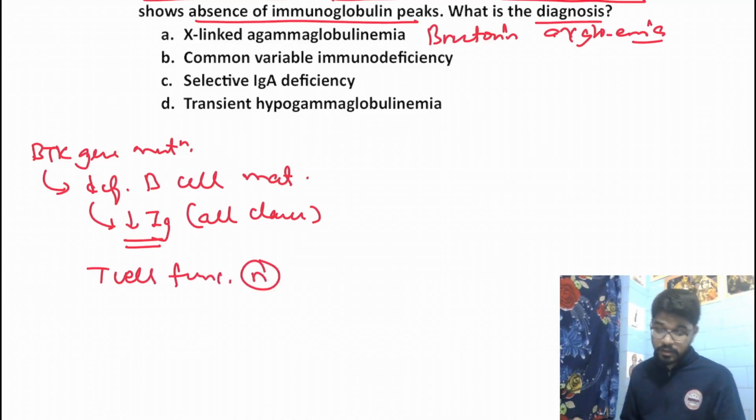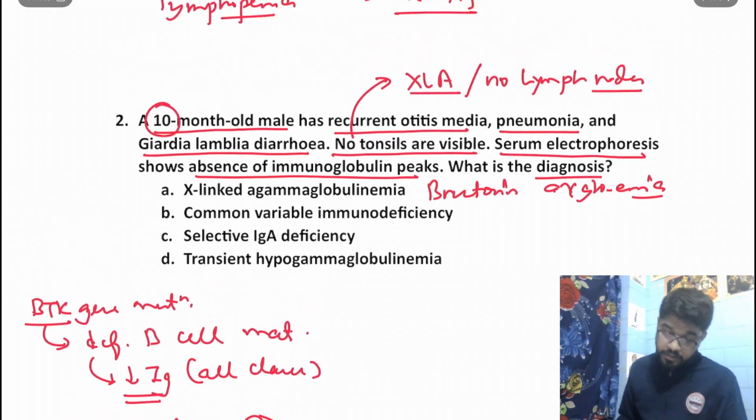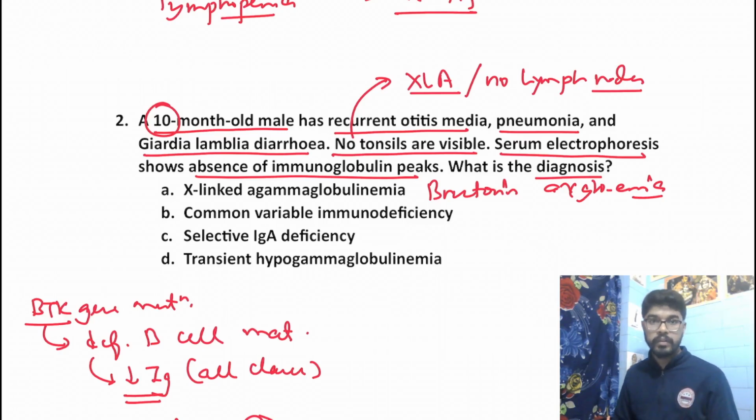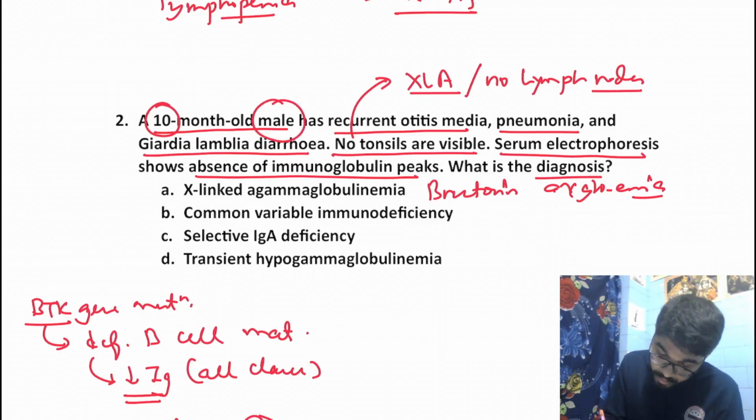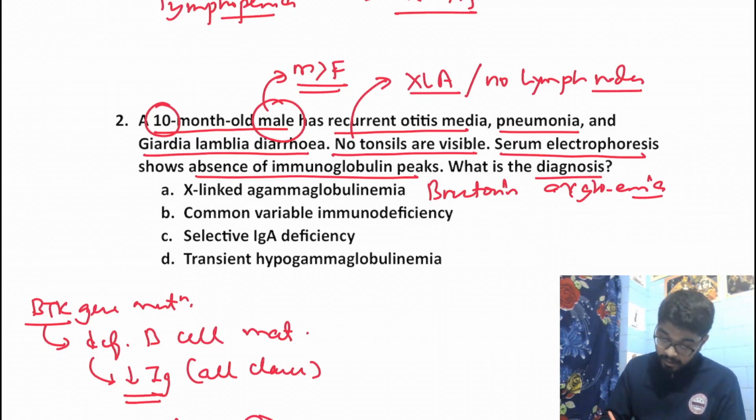It presents usually after the age of 6 months. That's why in this question a 10-month-old is suffering from it. Moreover, it usually affects males more than females, because it is an X-linked recessive disorder. Over here, our answer would be A.